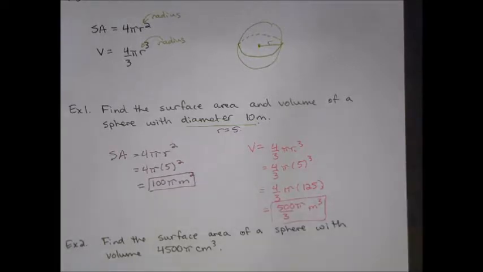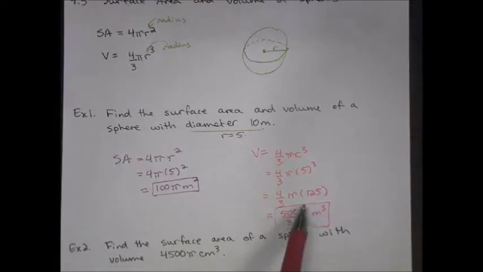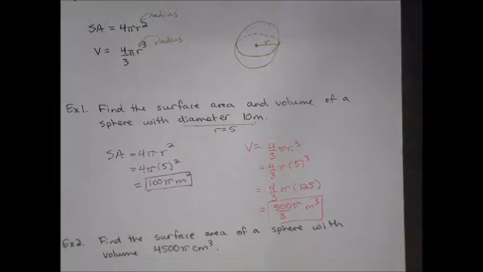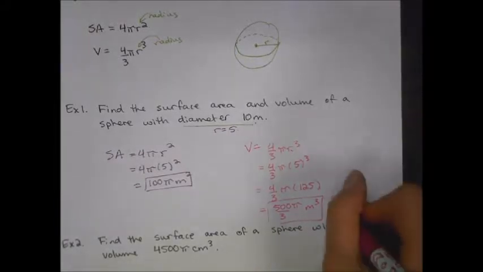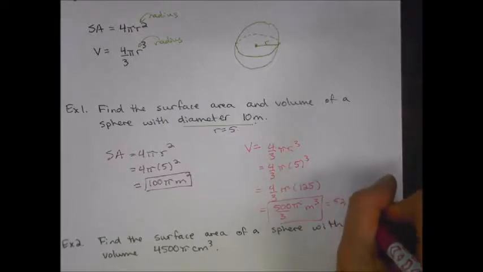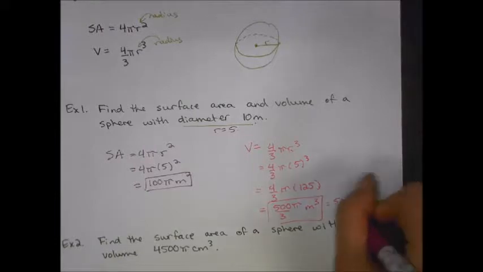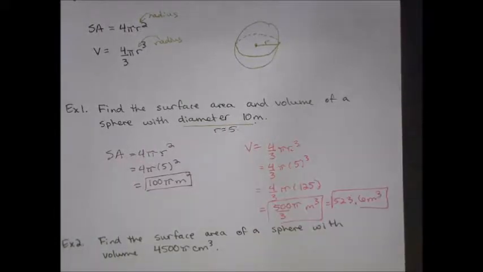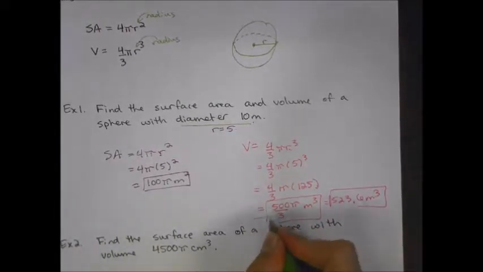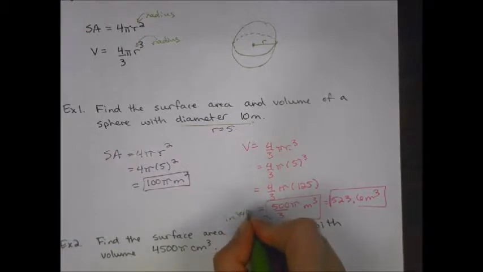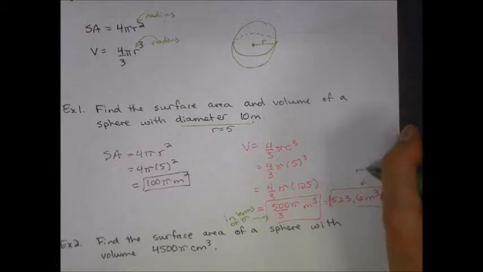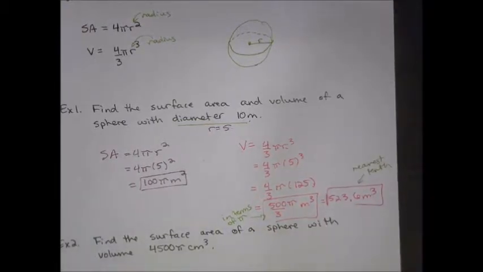And if I wanted you to find it to the nearest tenth, we'd plug this in the calculator and get 523.6 meters to the third. So this one's in terms of pi. This one's to the nearest tenth. Remember, just read your directions so you know which one they want.